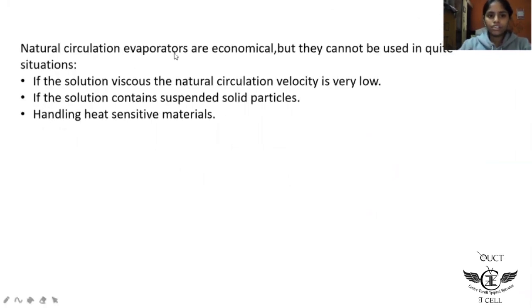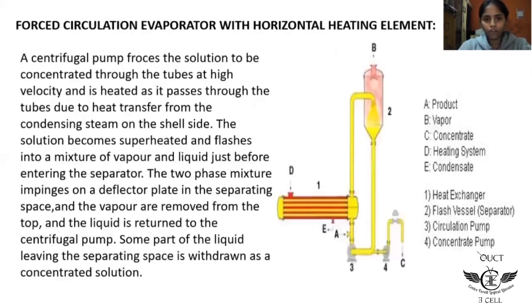Natural circulation evaporators are economic, but they can't be used in certain situations. If the solution is viscous, the natural circulation velocity is very low. It should be high, and in natural circulation we can't maintain that. So we need to go for forced circulation. Also, when the solution contains suspended solid particles, or when handling heat sensitive materials, these are situations we can't handle in the natural circulation evaporator. So these are the main reasons we go for forced circulation evaporation.